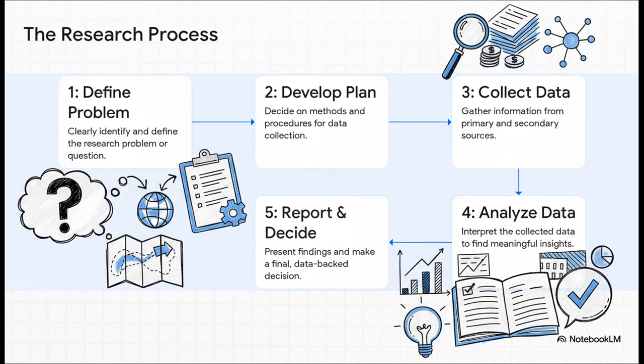You start by precisely defining the problem. Then, step 2, you develop a detailed research plan. Step 3 is all about collecting the data, and that includes both secondary data, which is research that's already out there, and primary data, which is new information you gather yourself. In step 4, you analyze all that data to find the hidden insights. And finally, in step 5, you report your findings and make a clear, data-driven decision. Just remember that sequence: problem, plan, collect, analyze, and decide.